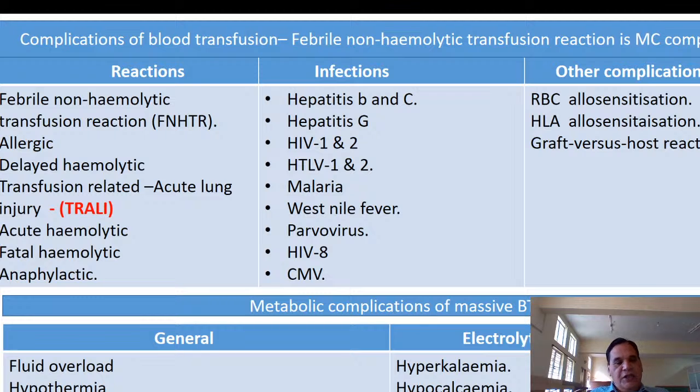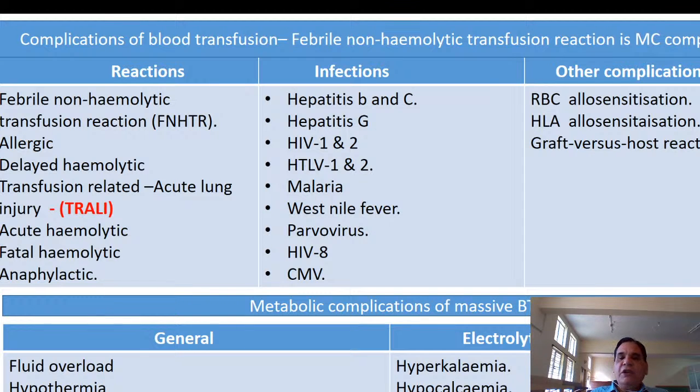There can be an allergic reaction to the blood. There can be delayed hemolytic reactions, and most important is transfusion related acute lung injury. I have written it in red, it is TRALI, TRALI. It is a major cause of mortality after blood transfusion reaction. This can also be asked as a short note. We will discuss it. The reactions can be acute hemolytic, fatal hemolytic, and anaphylactic.